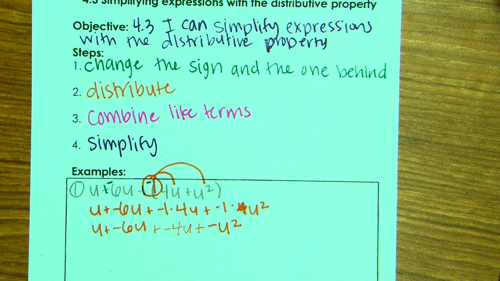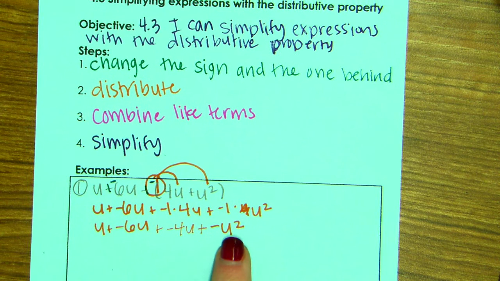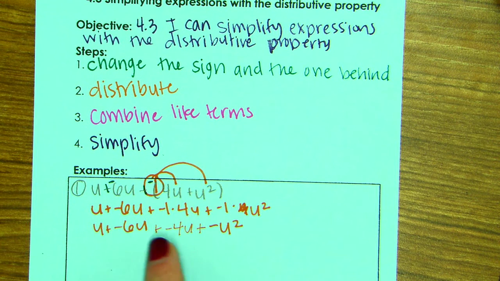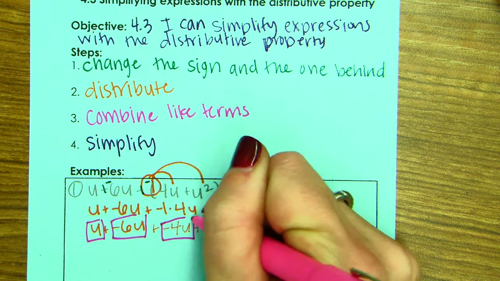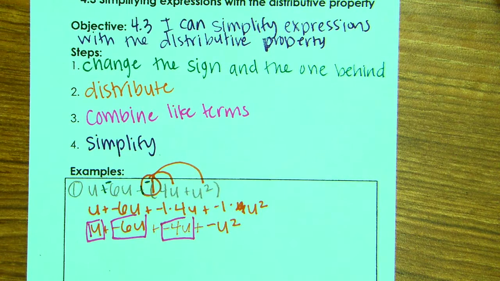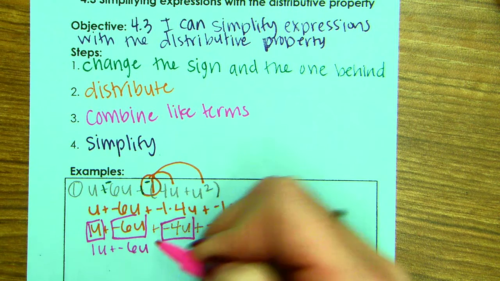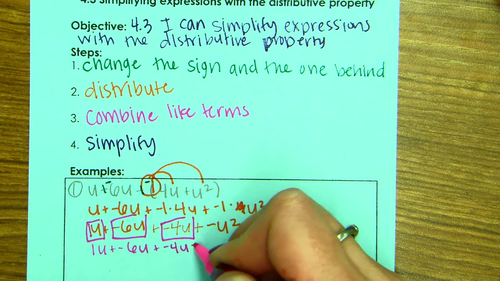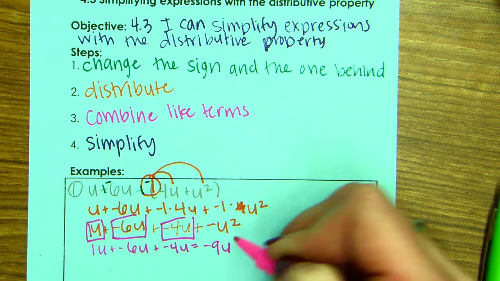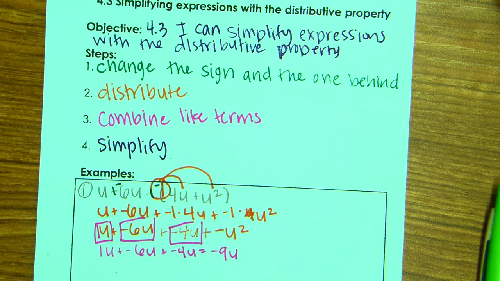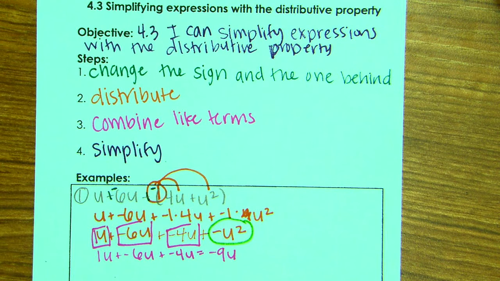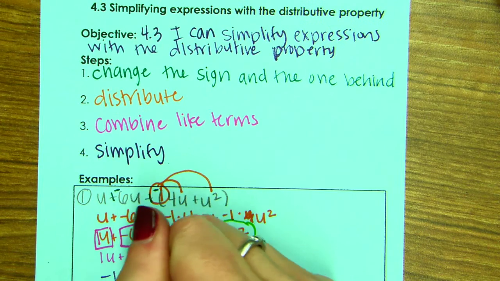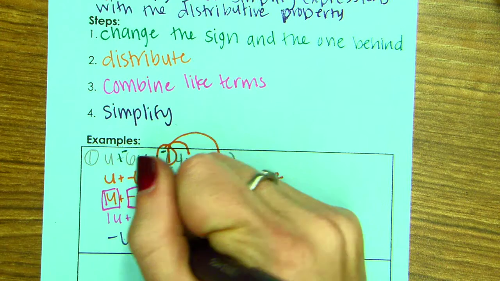Okay, then I have to combine like terms. So I can't combine this u squared with anything because it has a different exponent than the other terms, but I can combine this u, this -6u, and the -4u. This is really a 1u, so 1u plus -6u is -5u, plus -4u is -9u. So now I have a -9u, and I had a -u squared that couldn't be combined with anything, so when I put this together into one expression, I would have -u squared, because that couldn't be combined with anything, plus -9u.